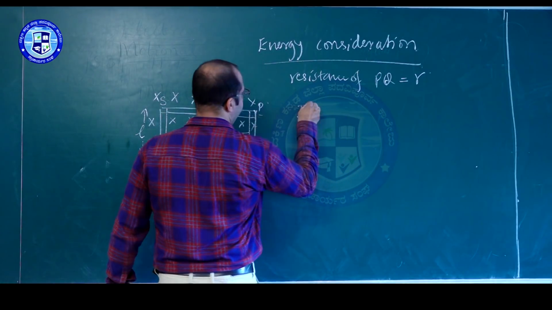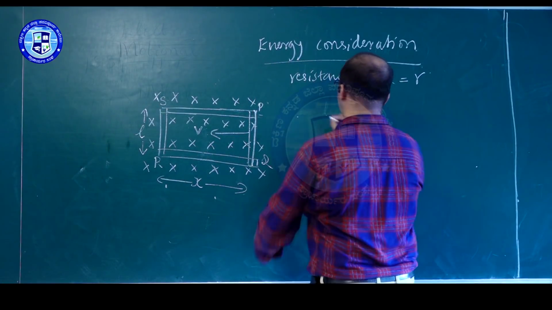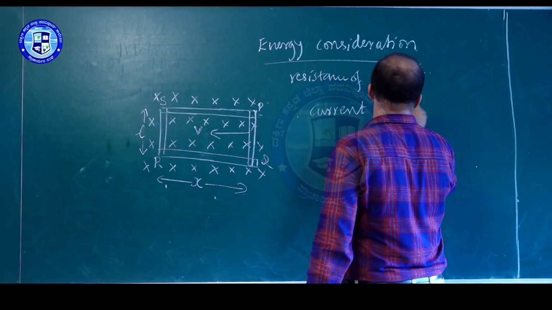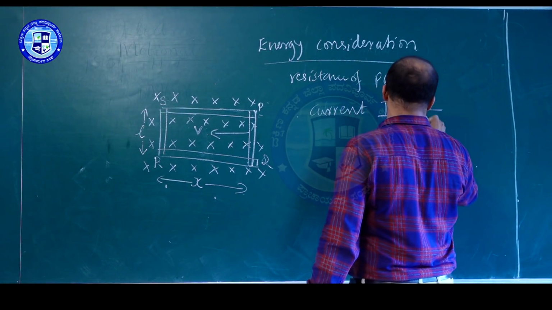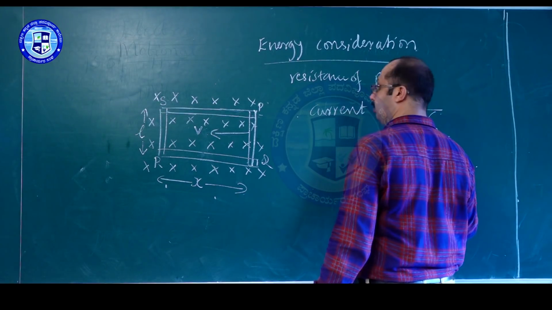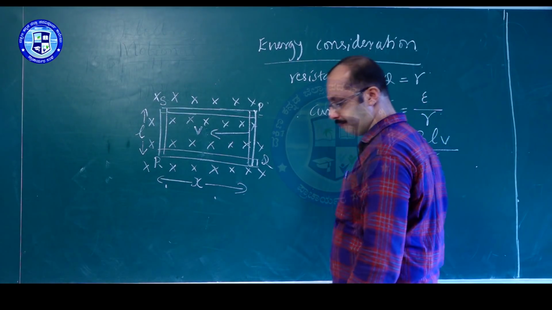Now we consider induced EMF, induced current. So current I is equal to the induced EMF divided by R, or BLV divided by R, that is current I.